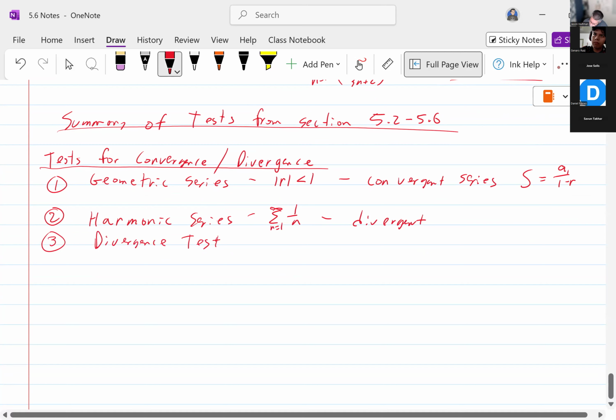Okay. If p is equal to 1, it diverges, and if p is less than or equal to, I should say, less than or equal to 1 there. Okay, and if p is less than 1, then it diverges.